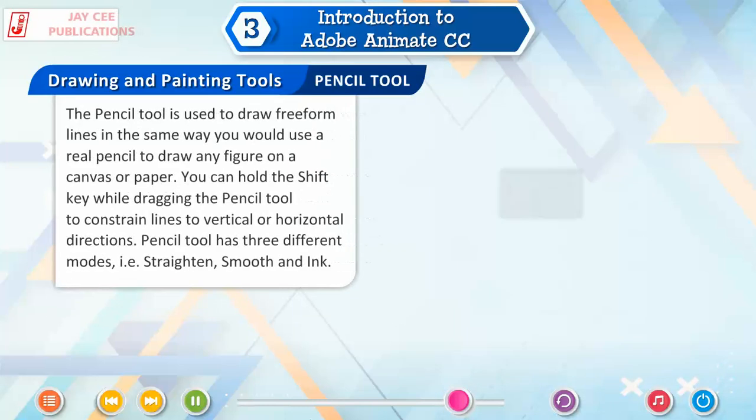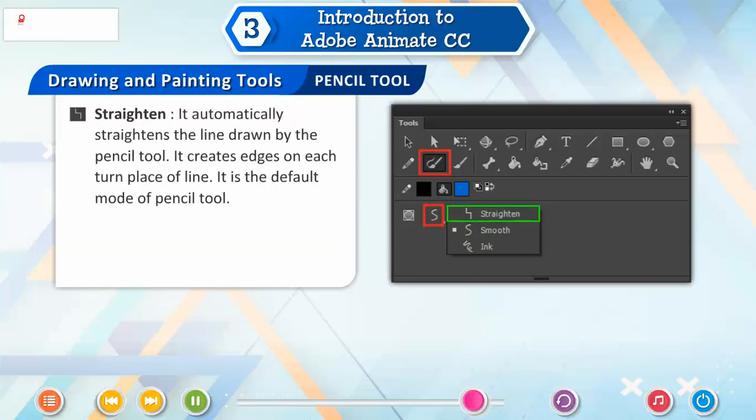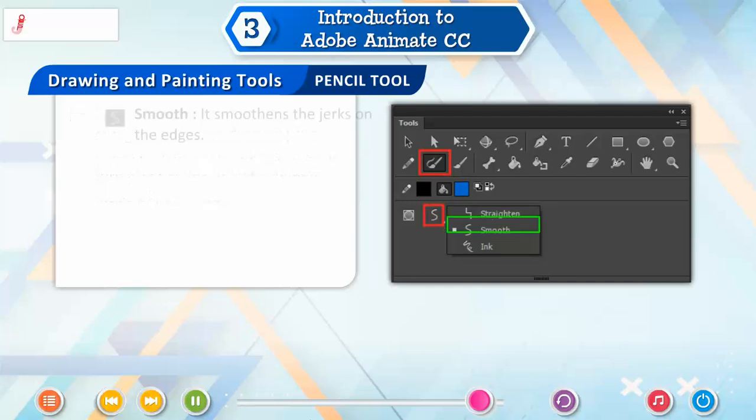Pencil tool. The pencil tool is used to draw free-form lines in the same way you would use a real pencil to draw any figure on a canvas or paper. You can hold the Shift key while dragging the pencil tool to constrain lines to vertical or horizontal directions. Pencil tool has 3 different modes, that is, straighten, smooth and ink. Straighten. It automatically straightens the line drawn by the pencil tool. It creates edges on each turn place of line. It is the default mode of pencil tool.